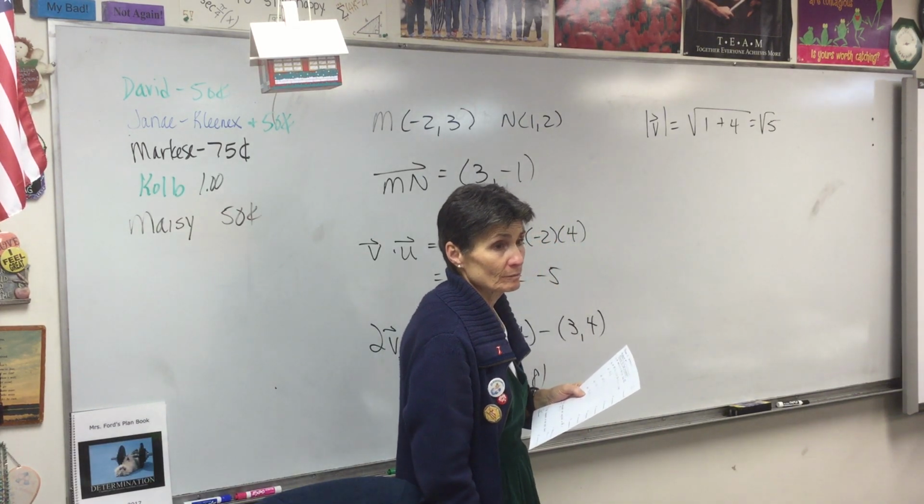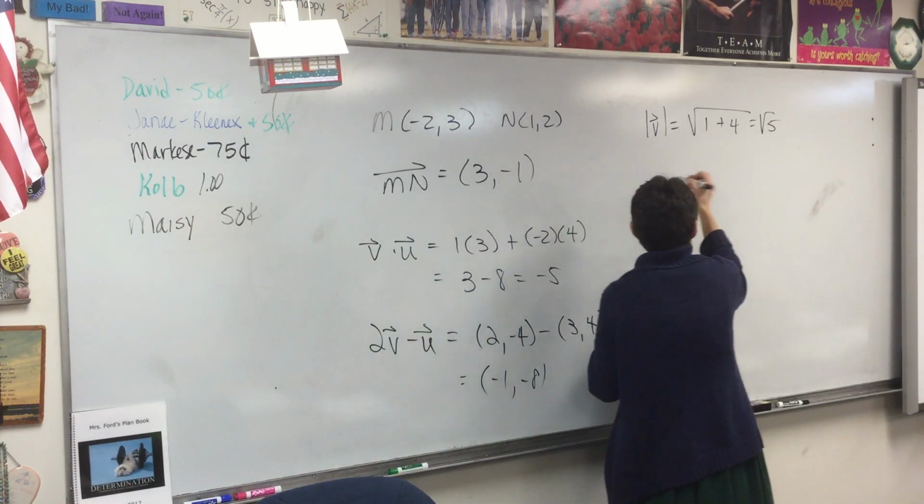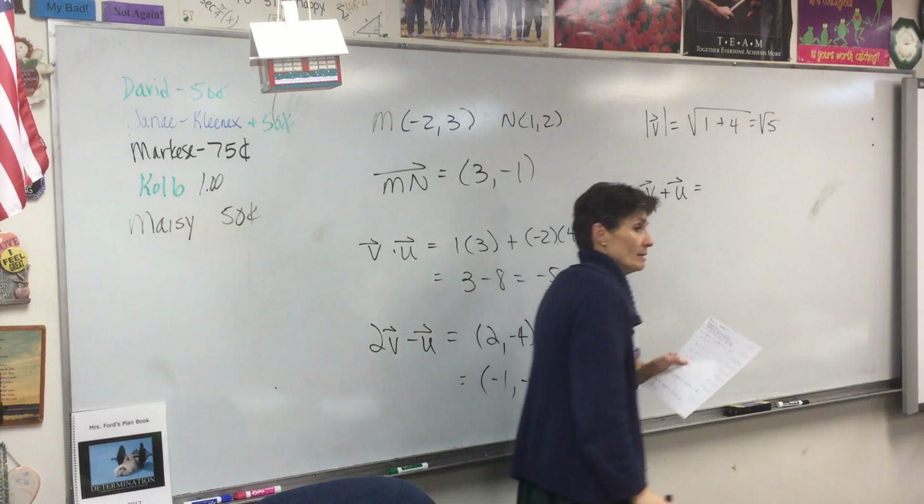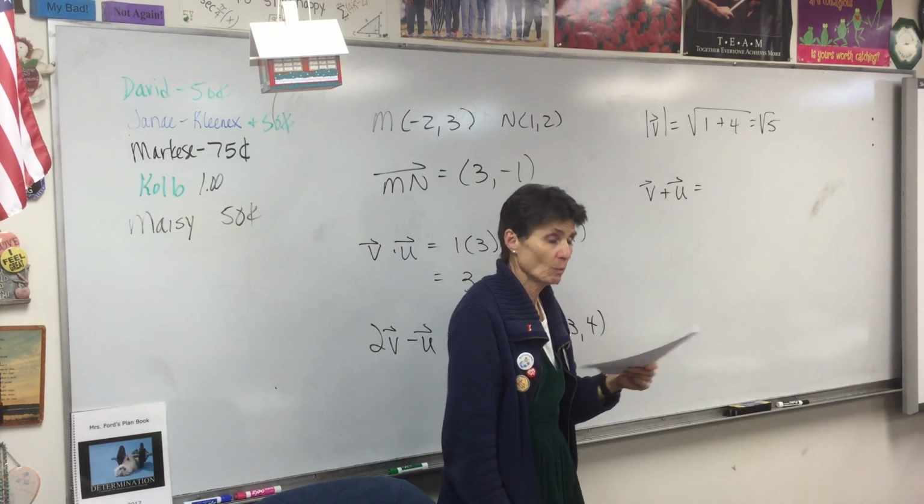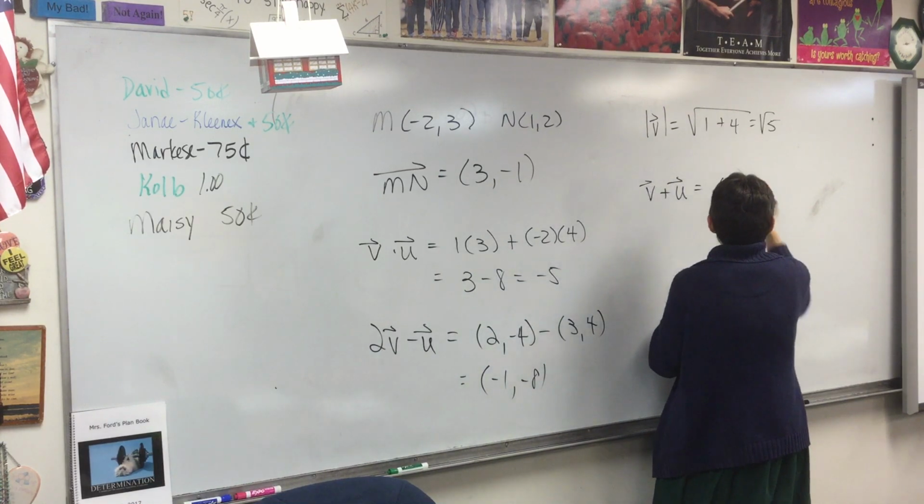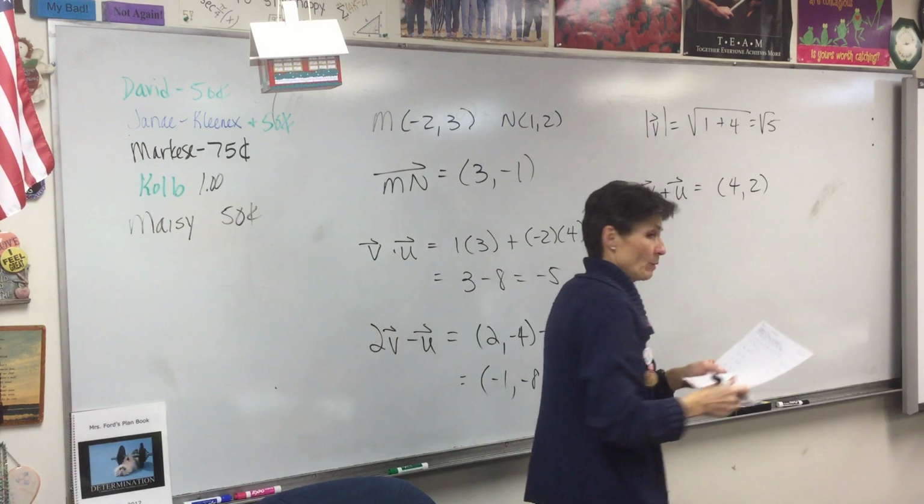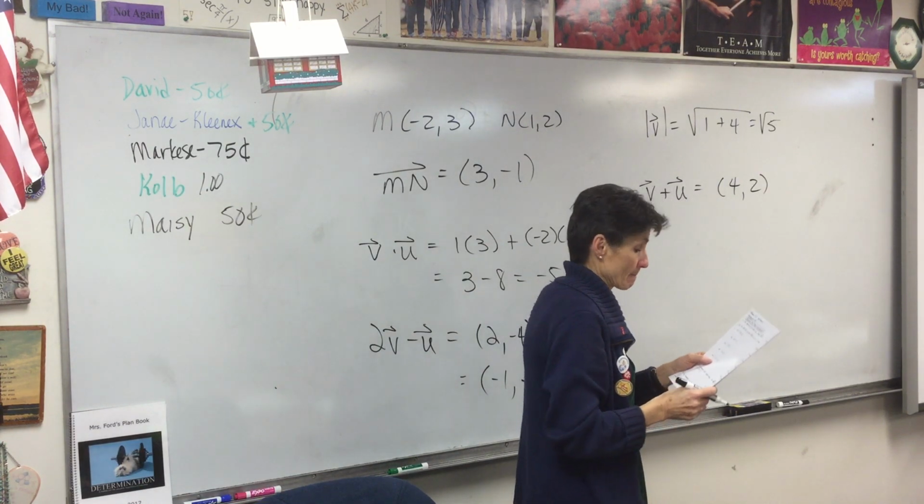V plus U. We're just adding them. So V plus U, how do we add them? X's added and Y's added. So X's added would be 4 and Y's added would be 2. Done. We were rolling through this.